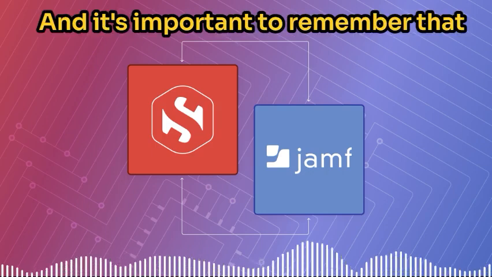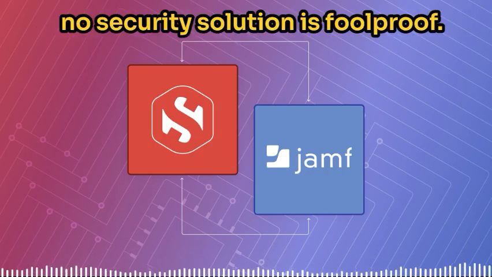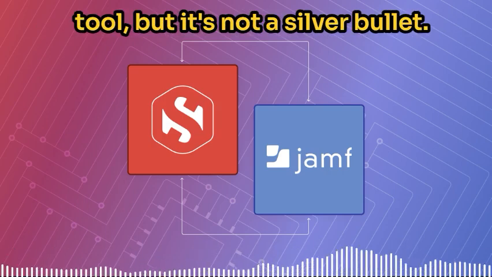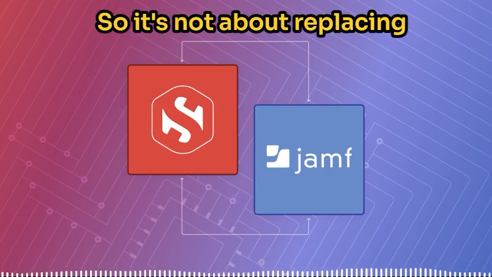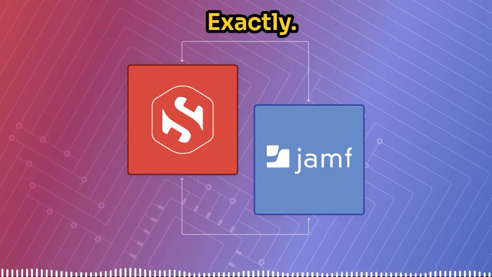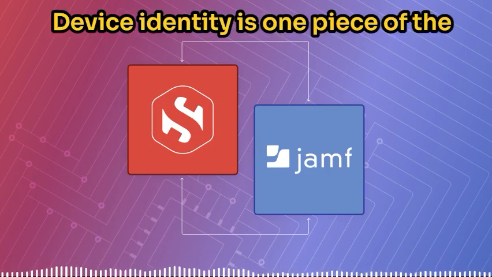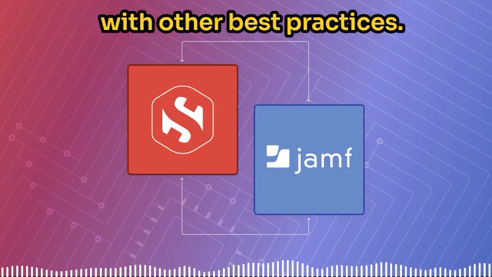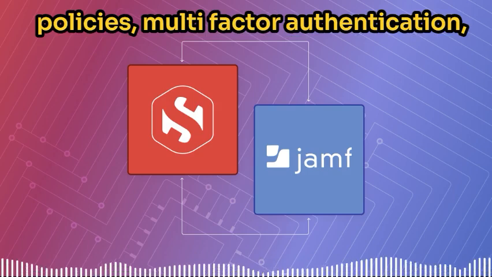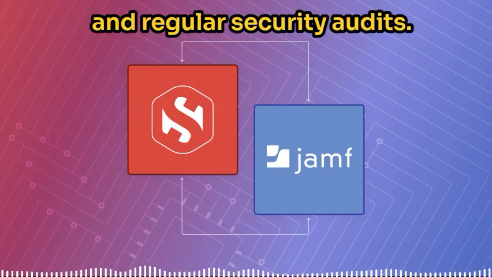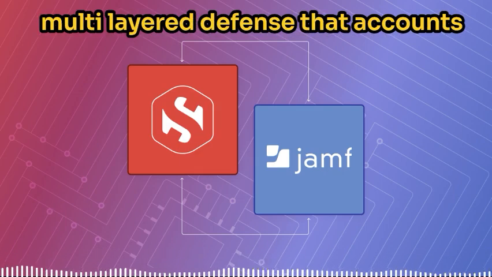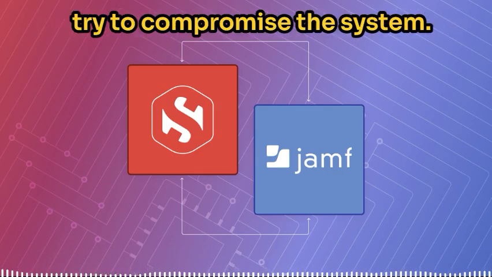Absolutely. And it's important to remember that no security solution is foolproof. Device identity is a powerful tool, but it's not a silver bullet. So it's not about replacing existing security measures. It's about layering them, right? Exactly. Device identity is one piece of the puzzle, but it should be combined with other best practices, things like strong password policies, multi-factor authentication, and regular security audits. So it's about creating a more robust, multi-layered defense that accounts for all the ways attackers might try to compromise the system.